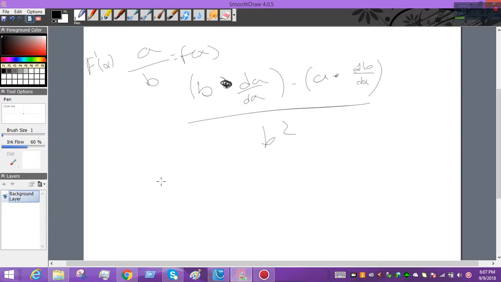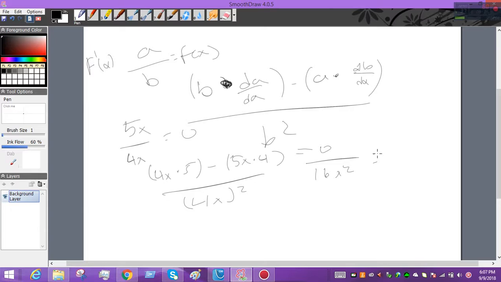Okay. So an example of that, if you had 5x over, let's just say 4x. First off, if we were to simplify this, those x's cancel out, and we want to find the derivative of this, we should expect it to be equal to 0. So we do 4x times 5 minus 5x times 4. Those both equal 20x, so the numerator equals 0, and that's all over 4x squared, so 16x squared, so that equals 0. So that's an example of that.